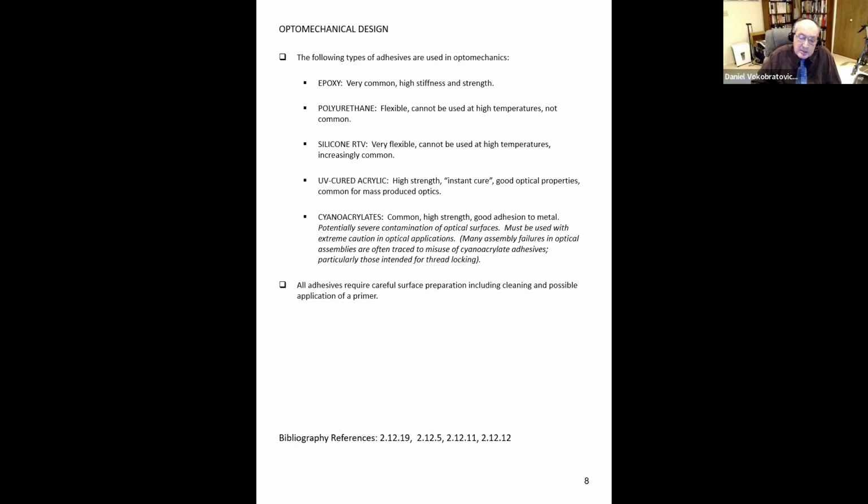Now, I'd like to mention the cyanoacrylates. These are mostly used as thread lockers. People tend not to think too hard about these because they're a thread locking material. Many of these cyanoacrylate thread lockers outgas massively. The outgassing can attack and stain an optical surface. So cyanoacrylates should be kept well away from optics.